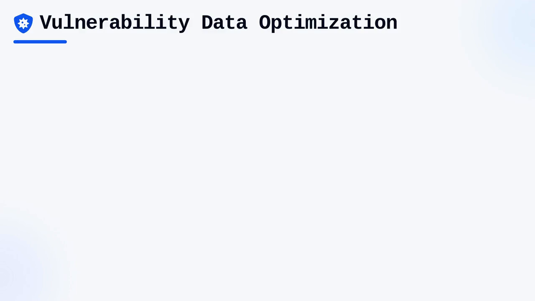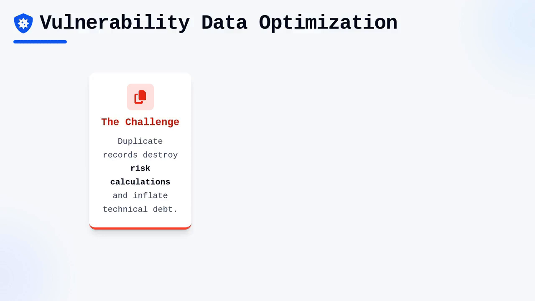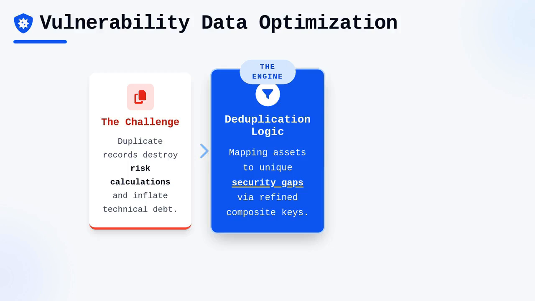Ultimately, the goal is to establish a predictable mapping between your configuration assets and the vulnerability intelligence provided by external sources. You want to avoid a situation where a single configuration item has 10 records for the same vulnerability, as this destroys the value of your risk calculation and remediation efforts. By fine-tuning the deduplication logic, we ensure that the platform only creates a new vulnerable item record when it represents a genuinely unique security gap.